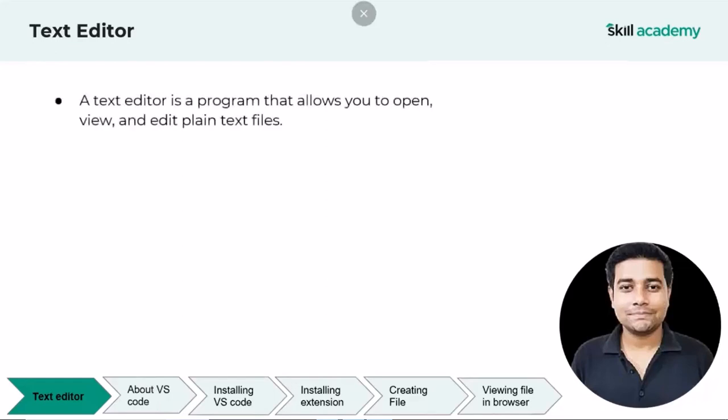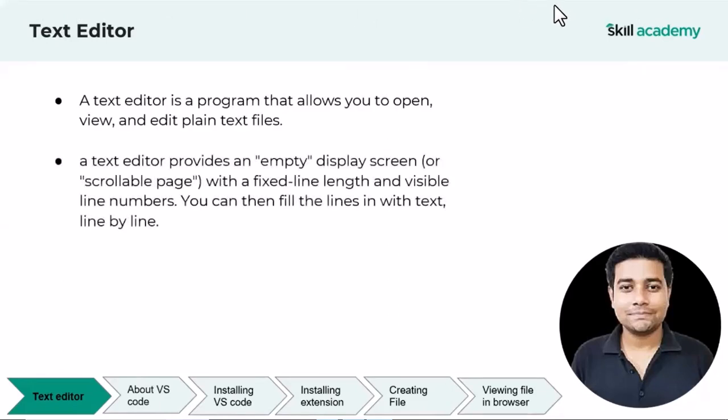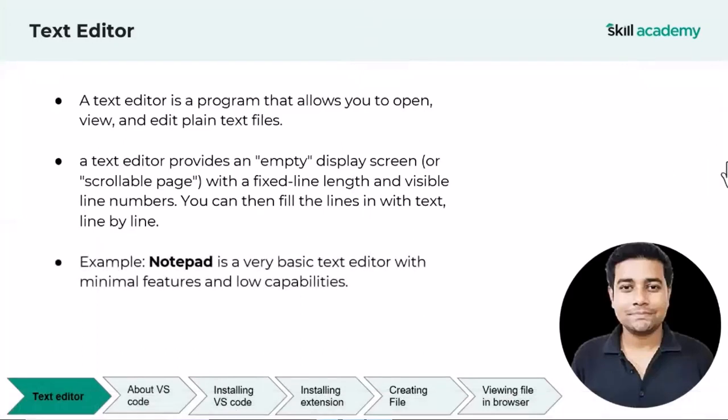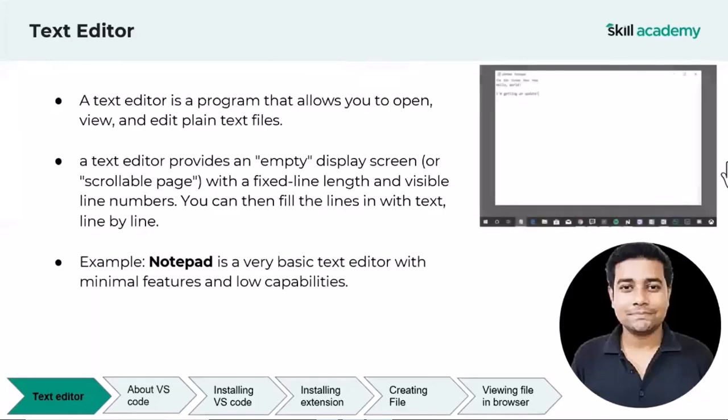A text editor is a program that allows you to open, view and edit plain text files. It provides an empty display screen with a fixed length and visible line numbers. You can then fill the lines in with text line by line. Example, Notepad. Notepad is a very basic text editor with minimal features and low capabilities. That means you can use Notepad to write HTML, CSS and JavaScript programs.